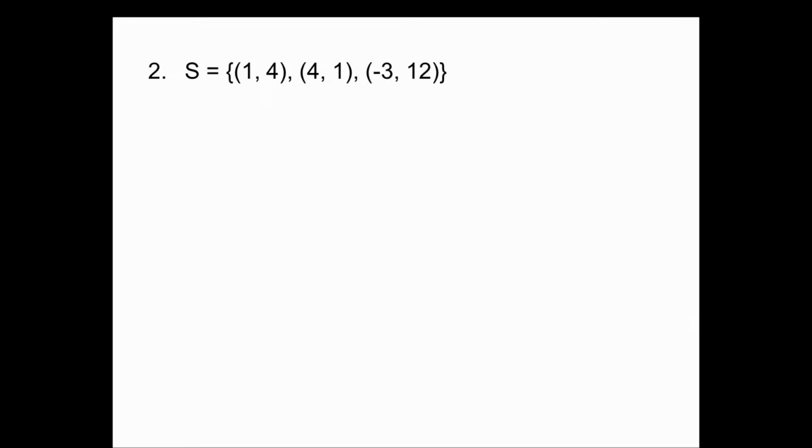Number 2. S is the ordered pairs 1, 4, 4, 1, negative 3, 12. Now again, if you graph it, it's 3 dots. And don't play connect the dots to get a triangle. Again, for a function, look at the first coordinates. 1, 4, negative 3. They're all different. It's a function.